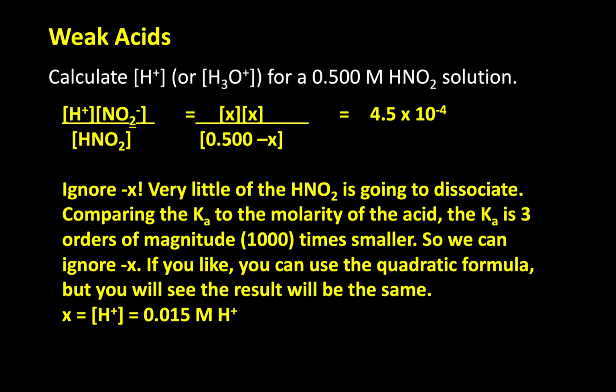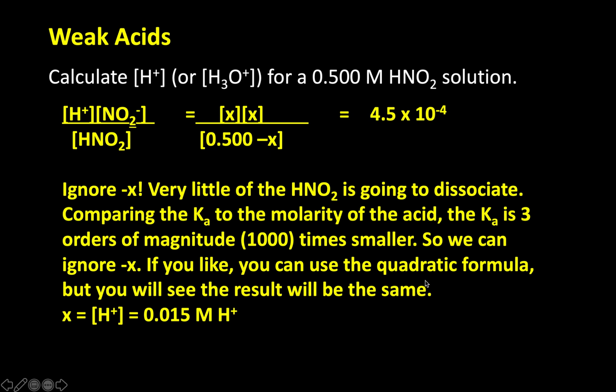And one way we can decide if we're going to ignore the minus x is we can compare the Ka to the molarity of the acid. The Ka is 3 orders of magnitude smaller, in other words, 1,000 times smaller than the molarity. So like the molarity was 0.5, the Ka was 4.5 times 10 to the negative 4. So those are very far apart. They're 1,000 times different from each other. So we can assume that very little of this acid is actually going to dissociate.